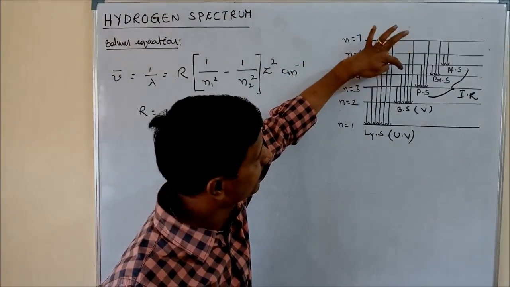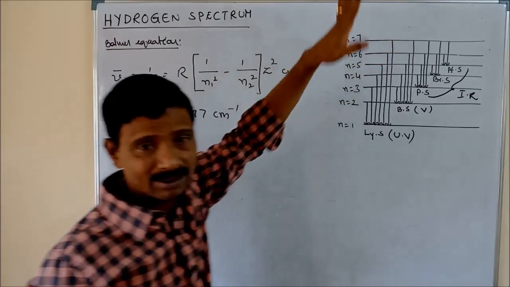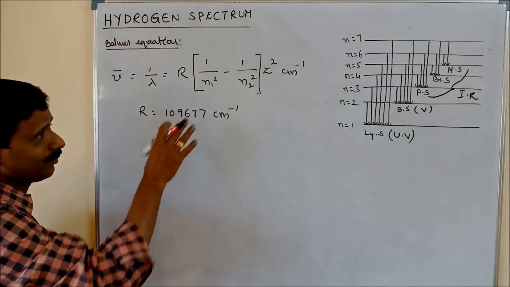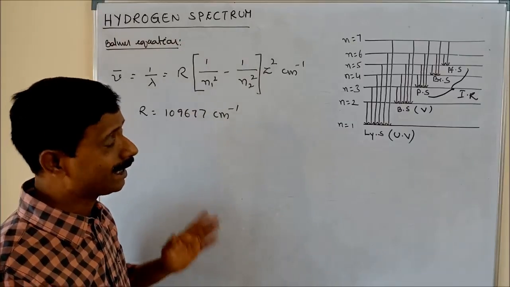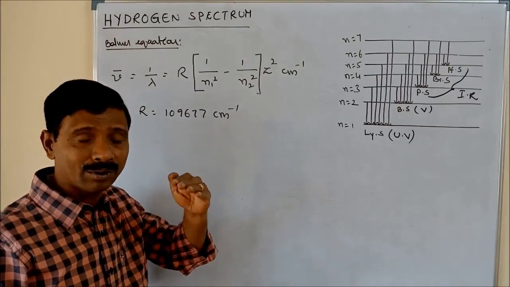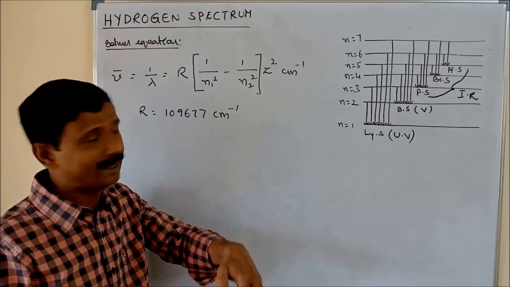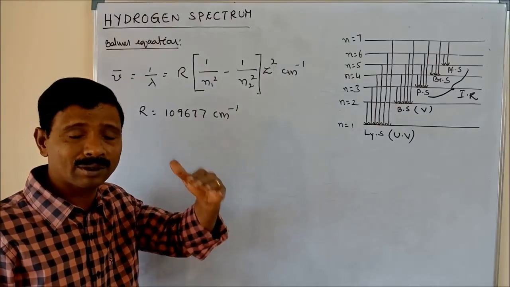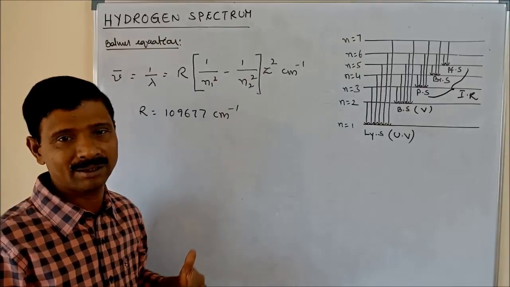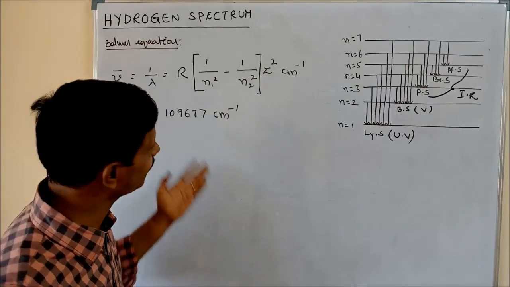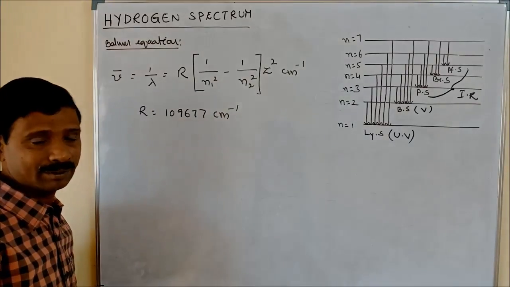Now, it may be from third, fourth, fifth, sixth or seventh. So here, if you observe, N1 is nothing but the number of the orbit into which the electron is de-exciting, whereas N2 is nothing but the number of the orbit from where the electron is coming. Like that, for any series we can use this expression.